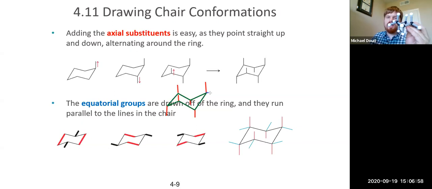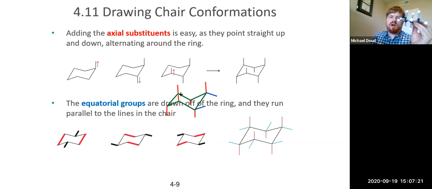The equatorial ones are pointing the opposite direction of the axial. So this axial is pointing up. That means that our equatorial has to point out and down. So out and down like that. On this one, the axial is pointing straight down, so the equatorial is going to be up and out like so.